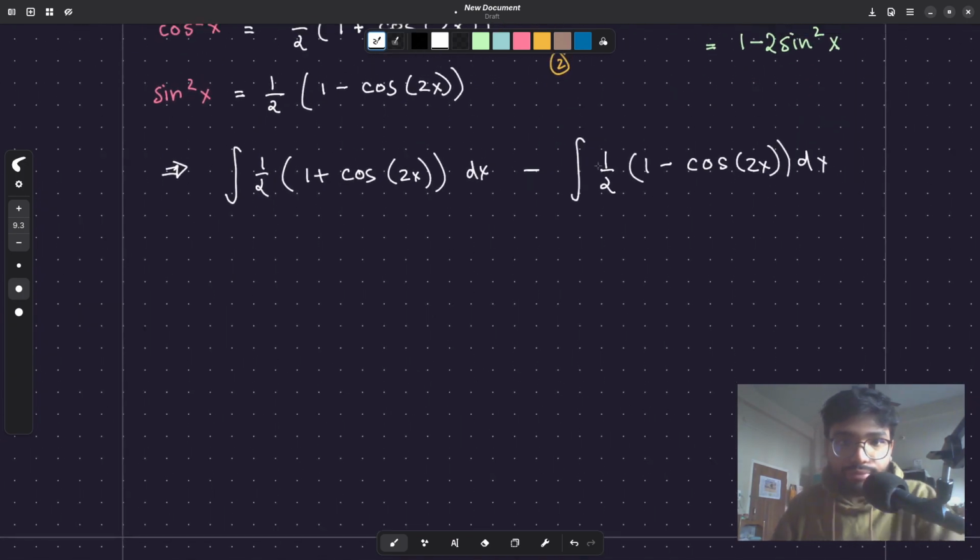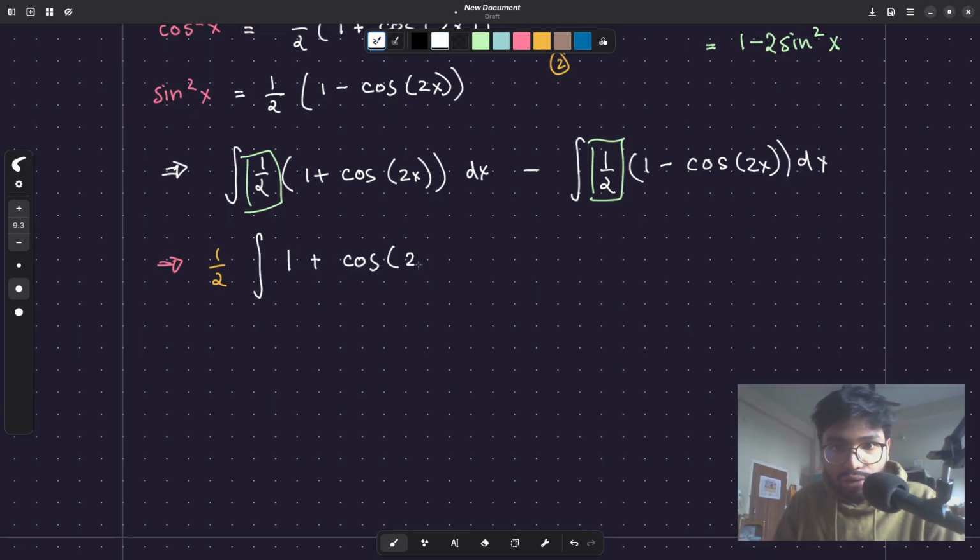dx. All right, great. So we can factor these halves out because of integral rules, right? So we can do that, and let me write that with a different color. Half, and we got 1 plus cosine of 2x dx, and we got a minus over here again, so minus half times the integral of the same thing, except we got a subtraction here this time.